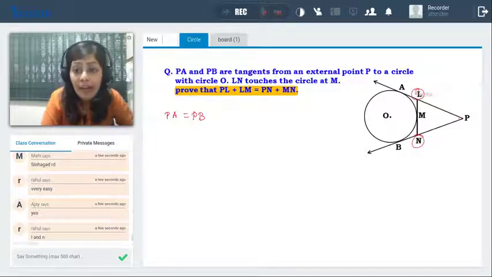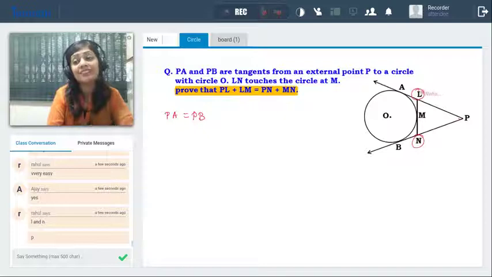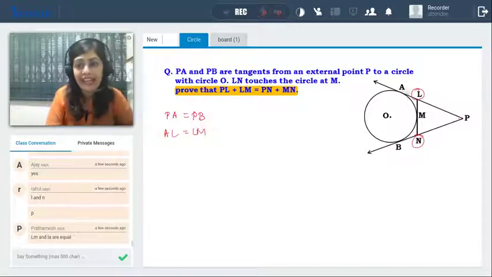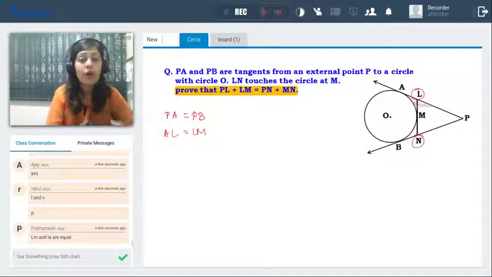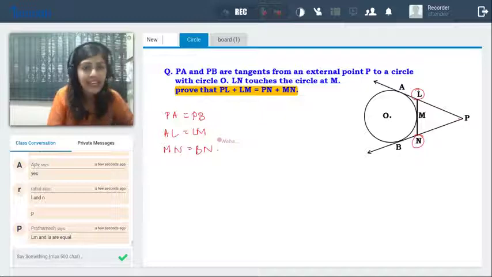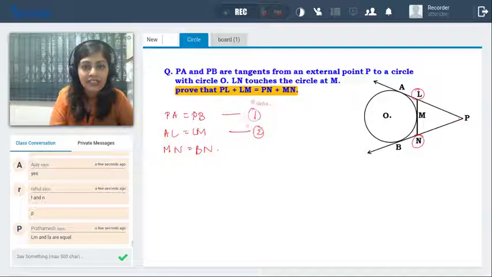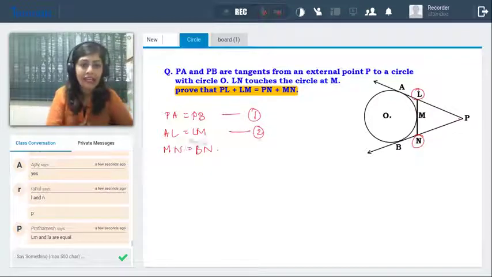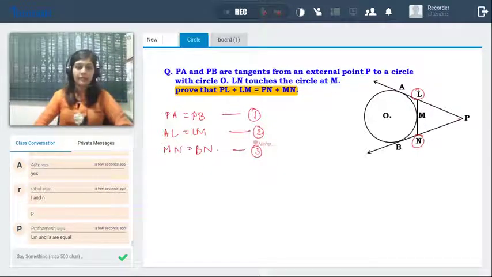Now from L we also have two tangent segments which are equal. Let's quickly write about them. Can I say AL is equal to LM? Yes, obviously AL and LM are two tangent segments. Also, MN is equal to BN. Yes, Prathamesh, very good. LM and LA are equal. That's our second statement. This is our first statement. And from N, which is an external point, we have NB and NM equal. Let's mark that as the third statement.